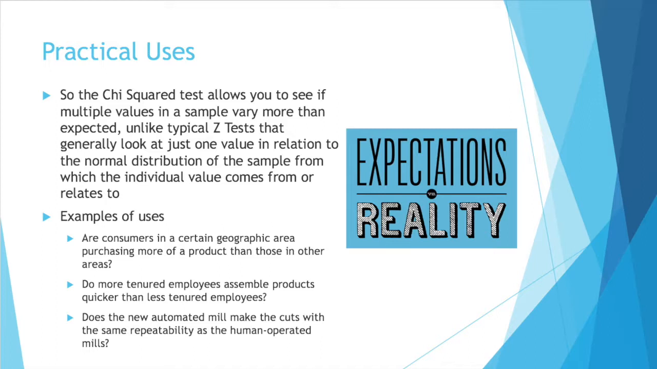This would be useful to answer questions such as, are consumers in a certain geographic area purchasing more product than those in other areas? Do more tenured employees assemble products quicker than those who don't have as much tenure? Does the new automated mill make the cuts with the same repeatability as the human-operated mills? Any area where you can count things and then compare what you counted to what you expected is a great candidate to perform a chi-squared test and see if what you counted is reasonable or if there is some sort of relationship going on.